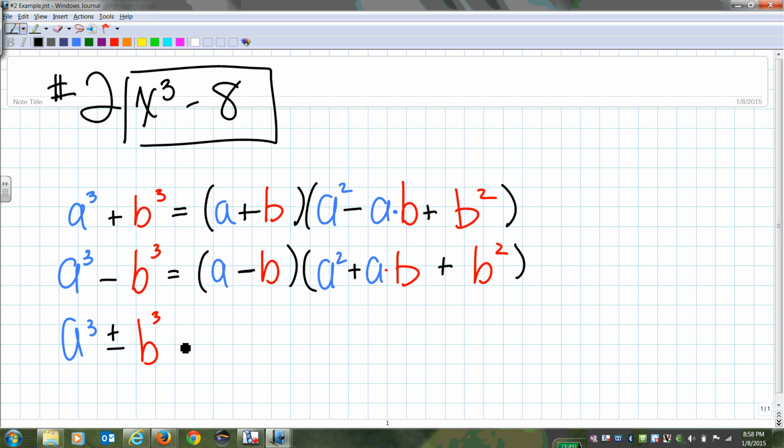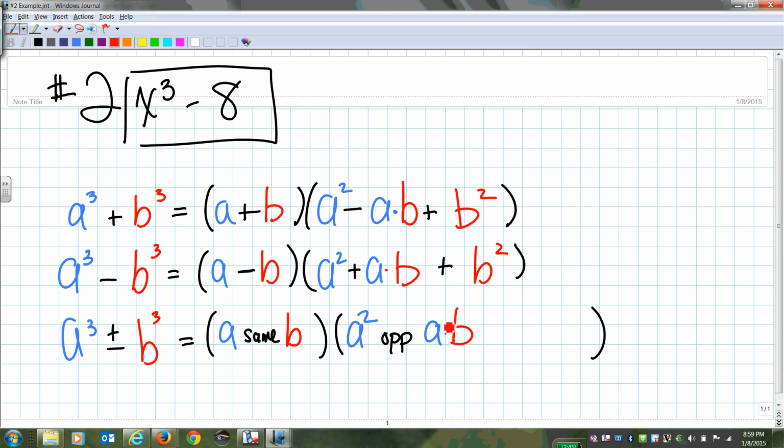What you basically need to understand is that when you have a cubed plus or minus b cubed, what you want to do is you do a, here's b, and you do the same sign. So I'm just going to write same. I'll explain this in a minute. Same sign, and then we do this. We're going to do the a squared, and you use the opposite sign, a times b, and then this last one is always positive sign b squared.